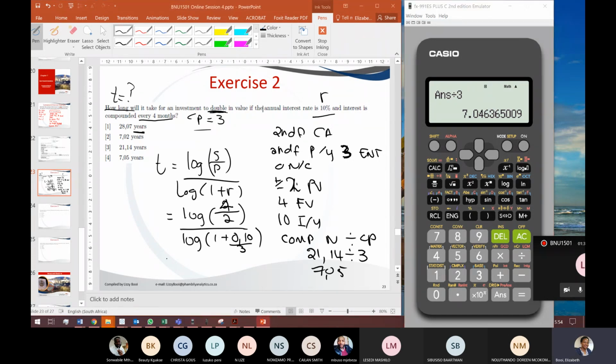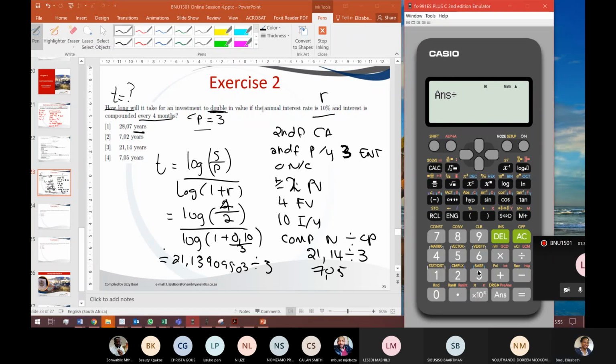So the answer we get here was 21. Let's go back to the answer now. I forgot what it was. I didn't write it. 21.113909503. We need to take this and divide it by 3. So we divide by 3. We get 7.05 if we round it off to 2 decimals. And that will be your answer. You see the difference between the two?